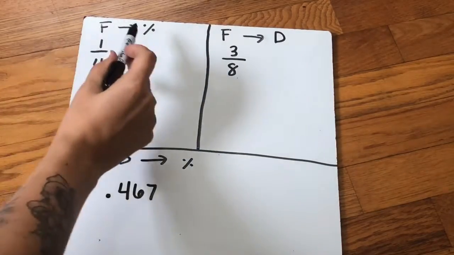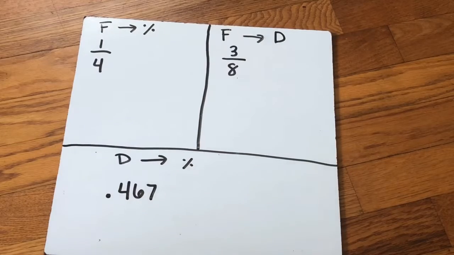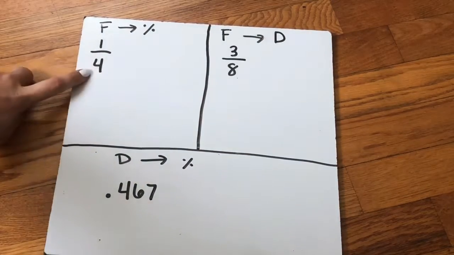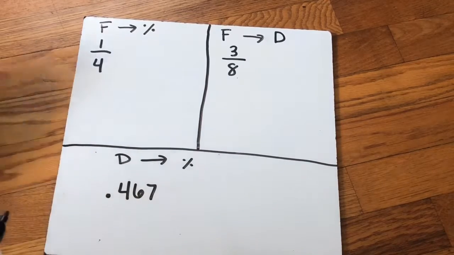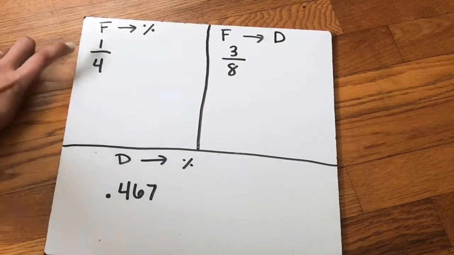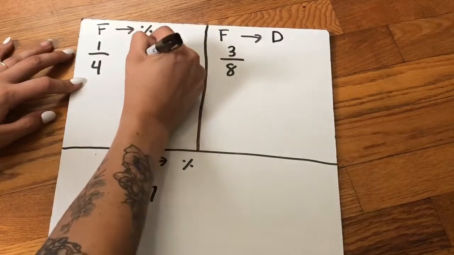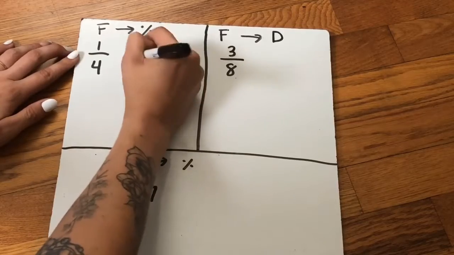So I have fraction to percent. This one has a few more steps than some of the other ones, so let's really pay attention here. So when I have a fraction like 1/4 and I wanna change it to a percentage, what I need to do is, first I need to change it to a decimal. The way we do that is top in, bottom out as a division problem. So top in, 1, bottom out.